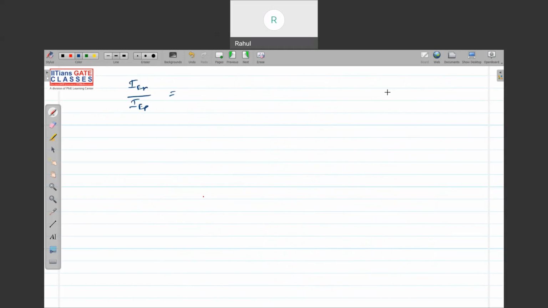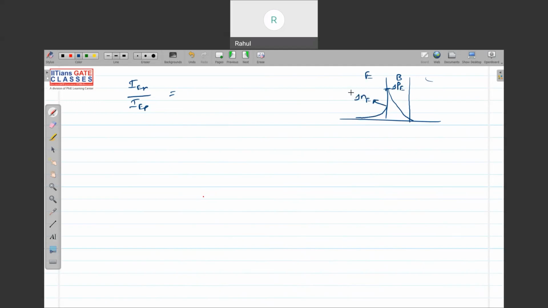IEN by IEP. So we know in the base emitter junction, when we apply forward bias, okay, this is my collector junction. So you see the profile of the carriers is like this. Okay, so this is del P, this is del NE.